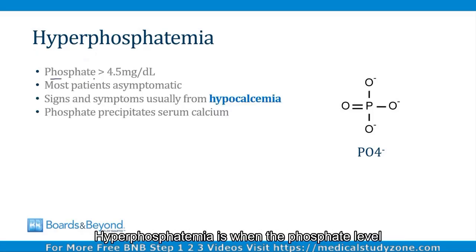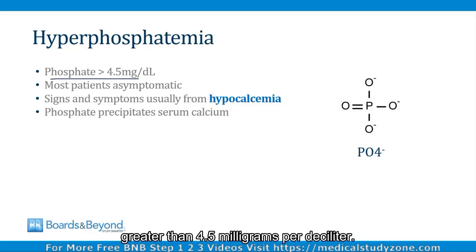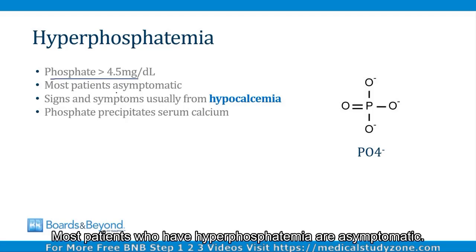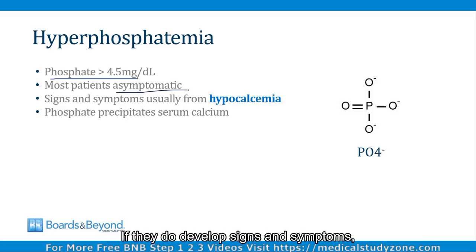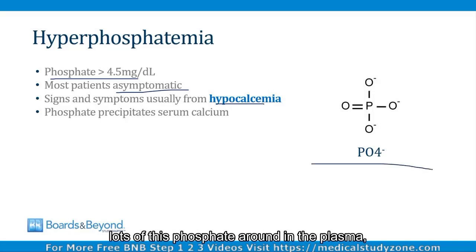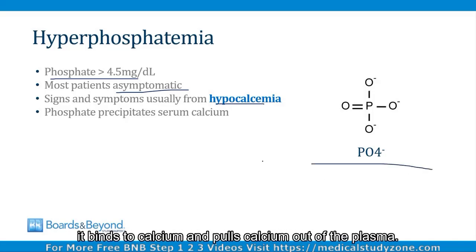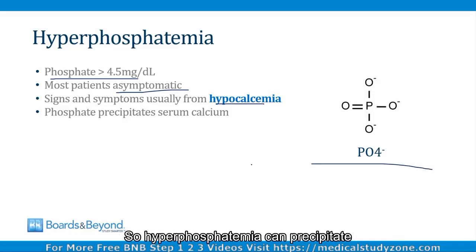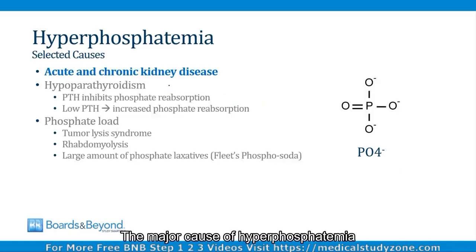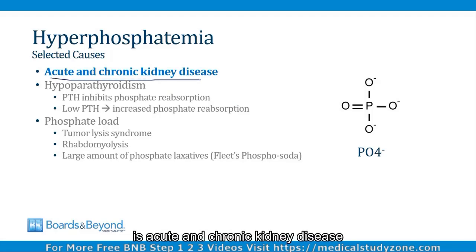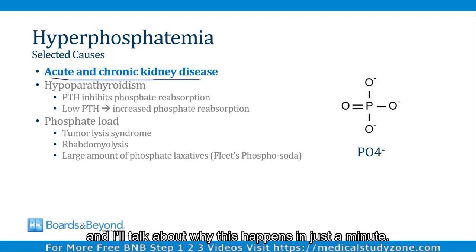Hyperphosphatemia is when the phosphate level is above the normal range, greater than 4.5 milligrams per deciliter. Most patients who have hyperphosphatemia are asymptomatic. If they do develop signs and symptoms, it's usually from hypocalcemia, and that's because when you have lots of this phosphate around in the plasma, it binds to calcium and pulls calcium out of the plasma, so hyperphosphatemia can precipitate symptoms of hypocalcemia. The major cause of hyperphosphatemia is acute and chronic kidney disease, and I'll talk about why this happens in just a minute.